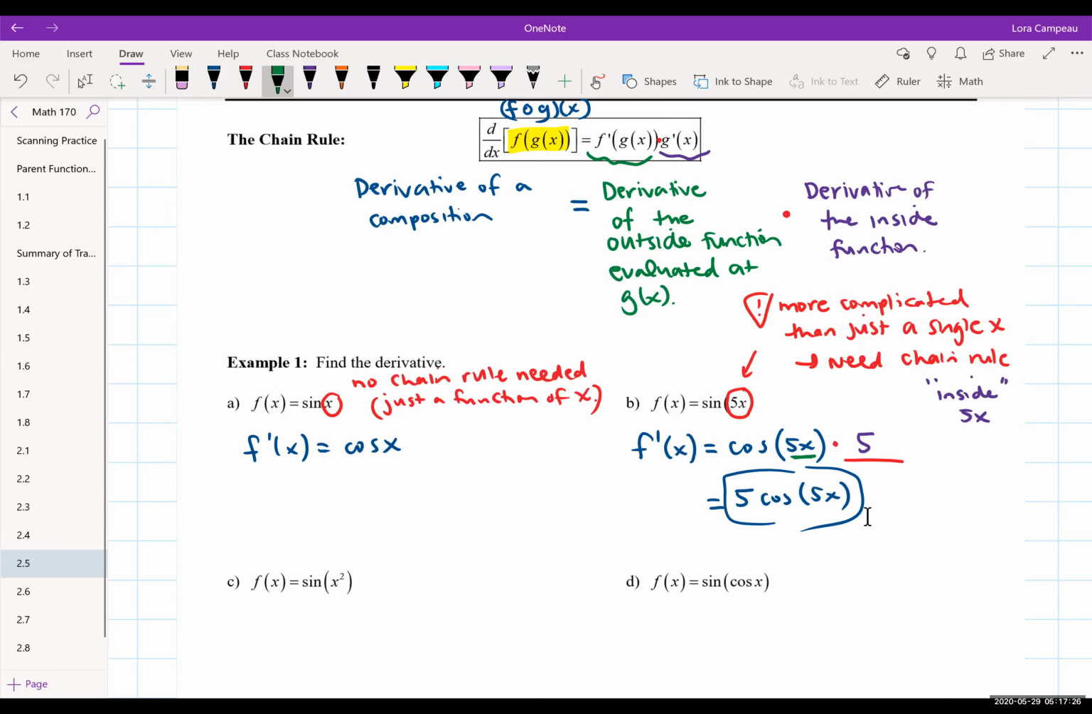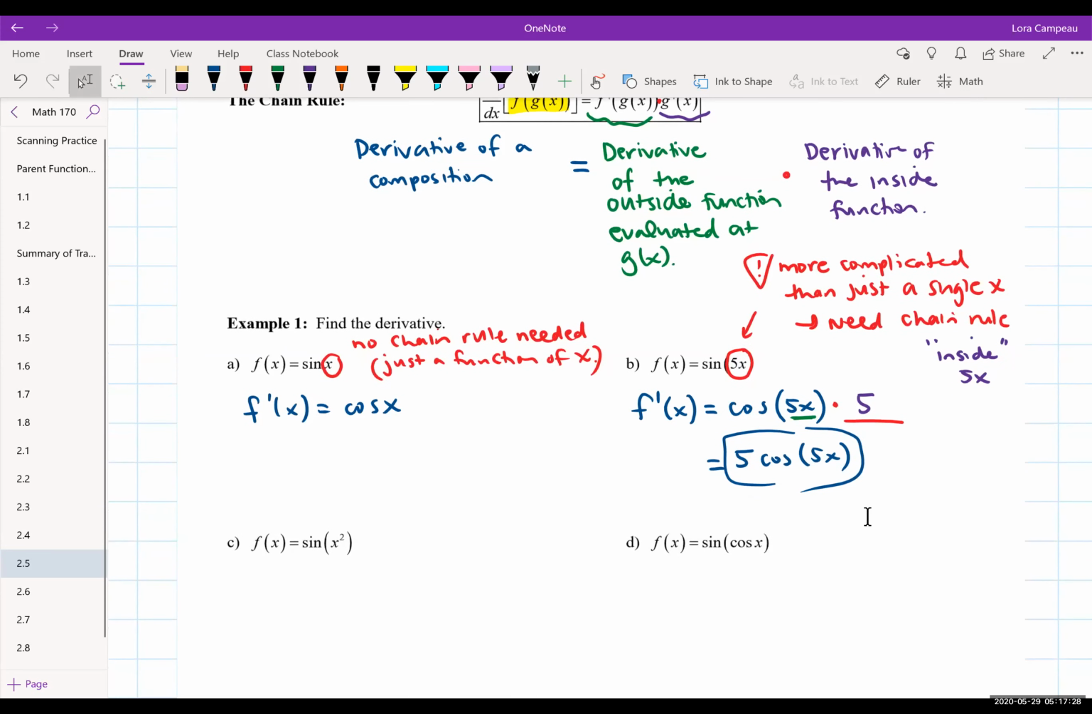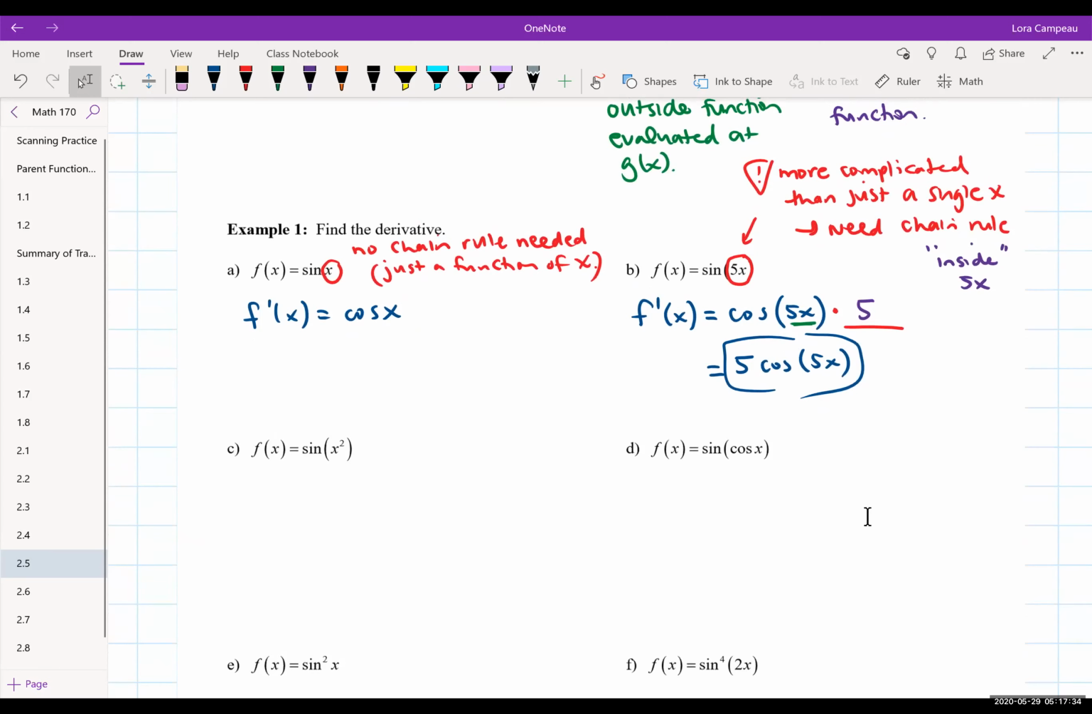These take a little while to think about, so take your time. I'll walk you through a few more. I always like to incorporate trig in here just to keep our trig skills up, our trig muscles, so to speak. So let's look at part C and part D, and you'll probably start recognizing things get a little more exciting.